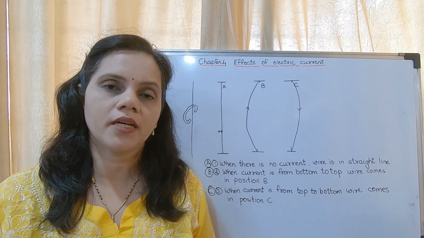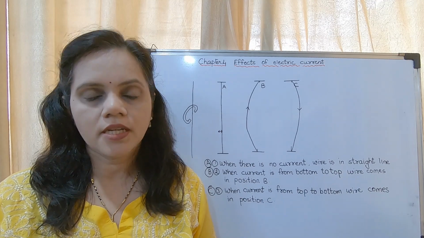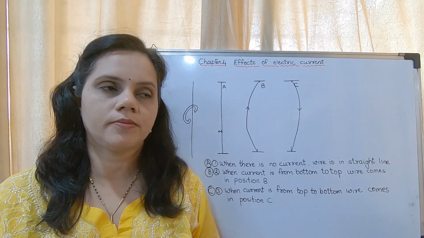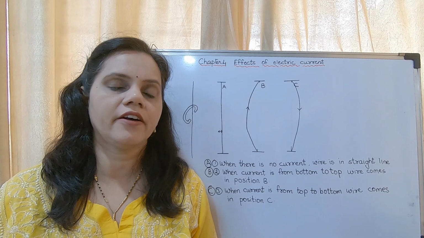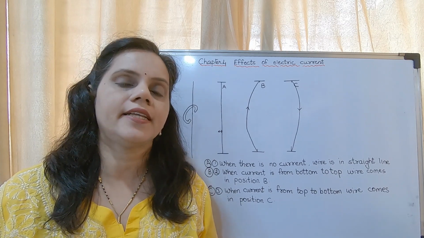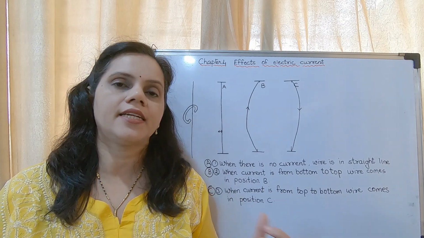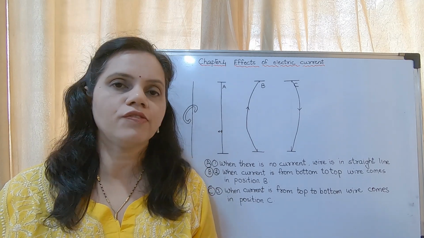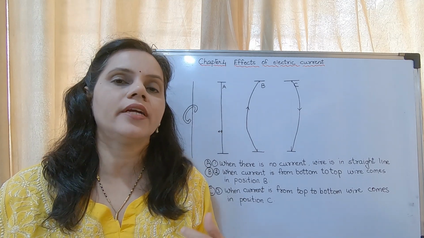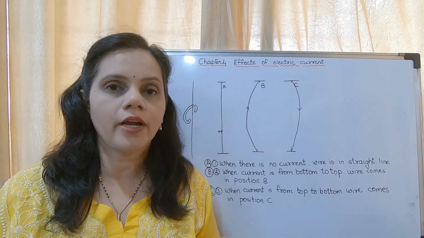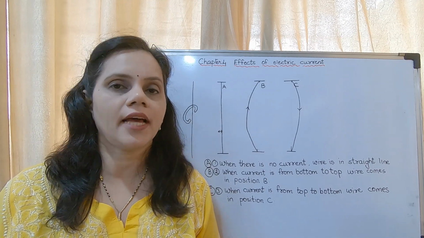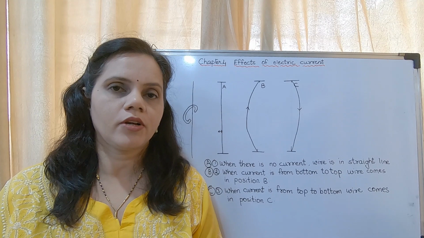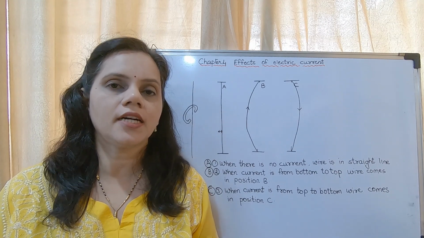You may learn accordingly. Okay, so yesterday we studied about the magnetic effect of electric current. We studied that the magnetic effect, that is the magnetic lines of force, is perpendicular to the direction of current. Today we are going to add one more point to that, that is the force acting on a conductor.